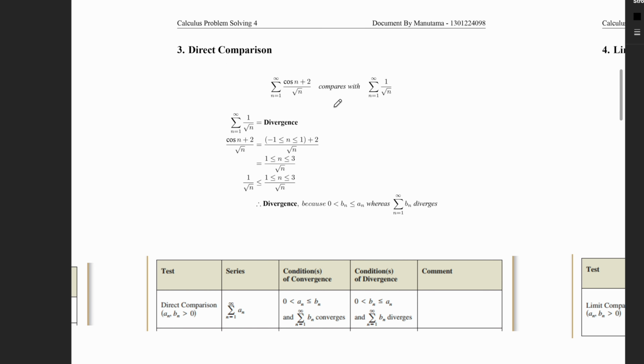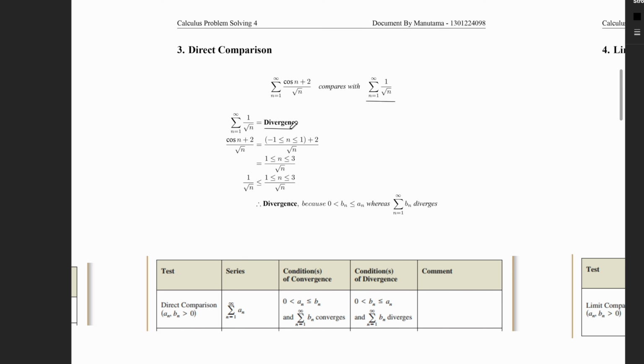For question 3, we're using direct comparison. Basically, compare it with a series that we know is divergent or convergent. For example, if we use the p-series, we get n to the 1/2, so n to the half, and half is less than 1, so this is divergent. And I took the series of n = 1 to infinity of (cos n + 2) over square root of n.